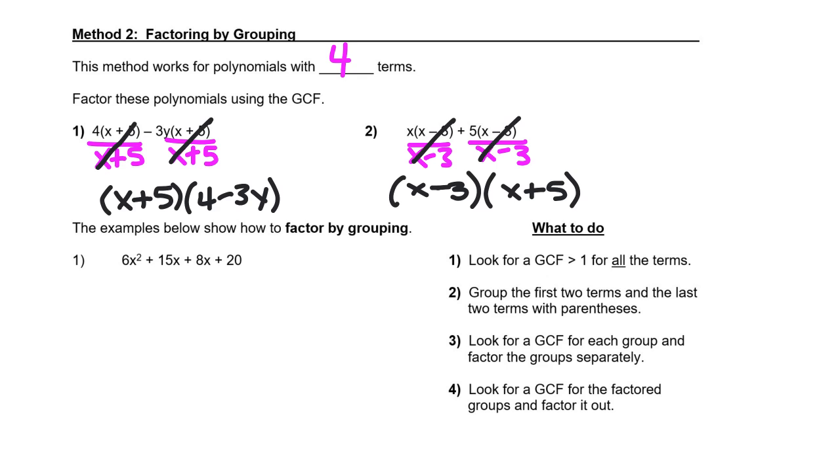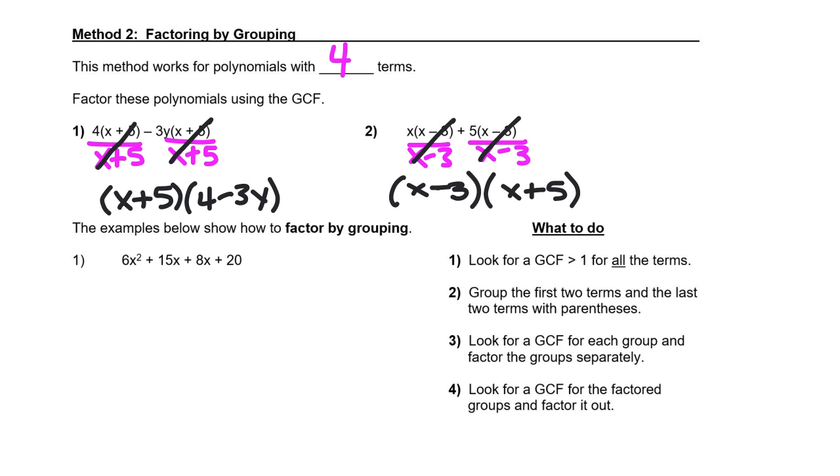All right, so number 1, the steps are listed there to the right. So if you need to refer back to these when you're doing the practice, they're kind of a nice way to organize your work. So as you can see, the first step is to look for a GCF greater than 1 for all 4 terms. So if we look at number 1, 6x squared plus 15x plus 8x plus 20, all 4 terms do not have a common factor bigger than 1. Okay, they don't all have x, and 6, 15, 8, and 20 do not have a common factor together.